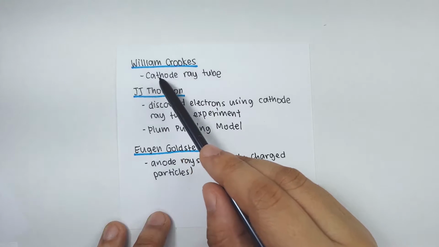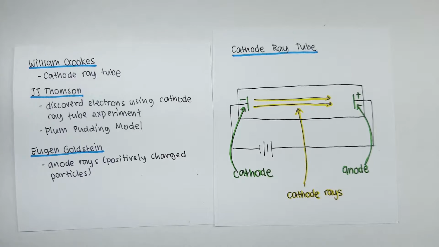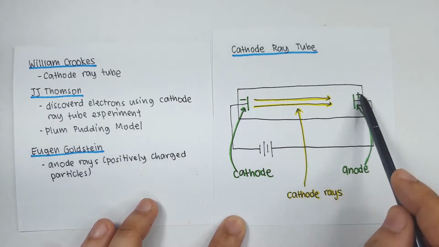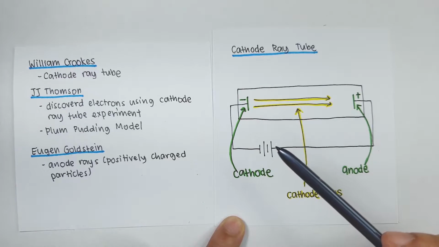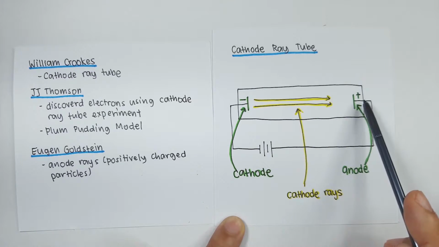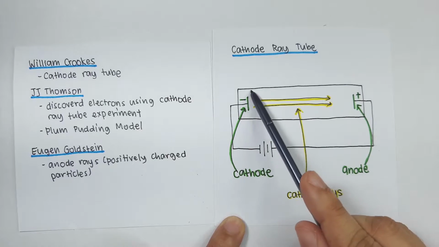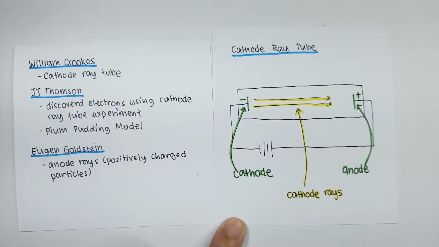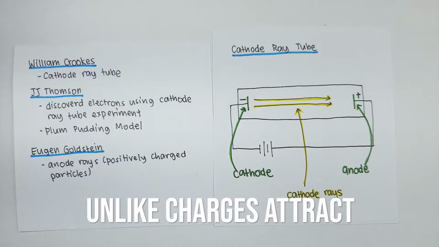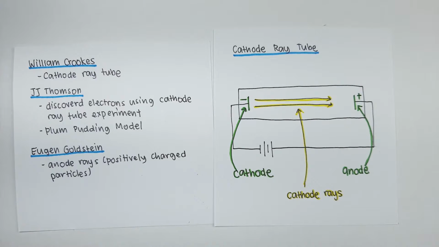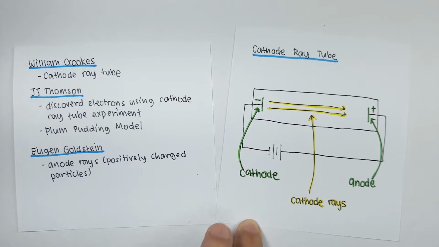So si William, nag-experiment siya. The cathode ray tube experiment. So ang ginawa niya is that ang both ends nito ay kinonect niya sa isang battery, tapos na-observe niya na may ray coming from cathode going here. Hence the name cathode ray kasi yung ray ay galing sa cathode. So during this time, they already know that like charges repel and unlike charges attract. So William wanted to prove na itong ray na ito are composed of negatively charged particles.